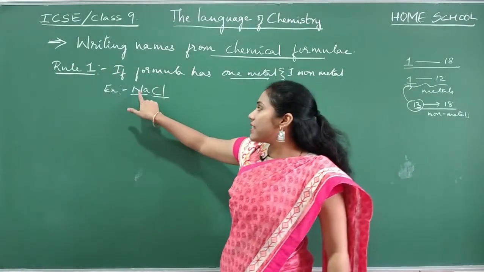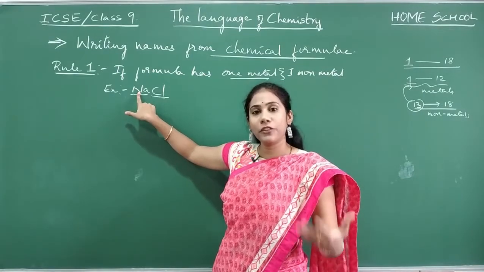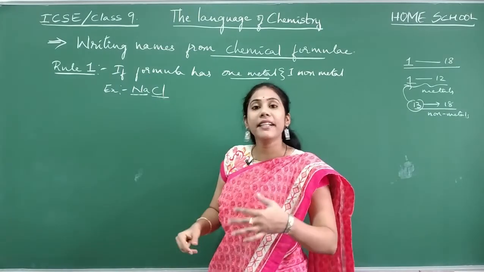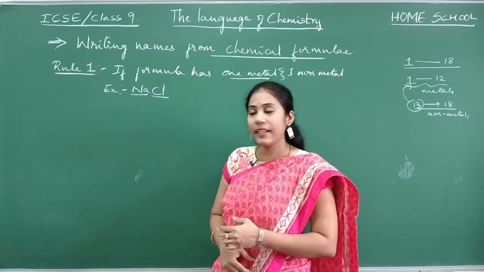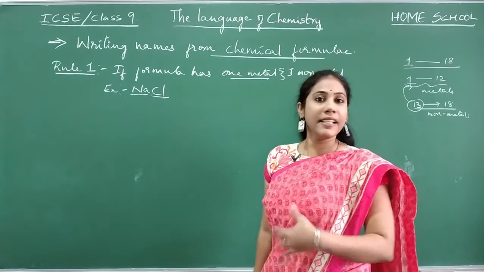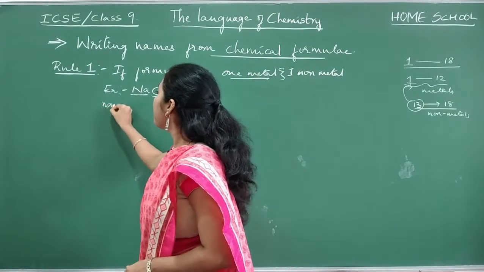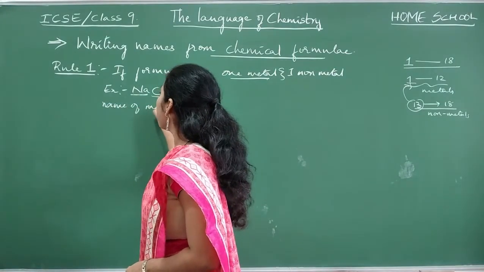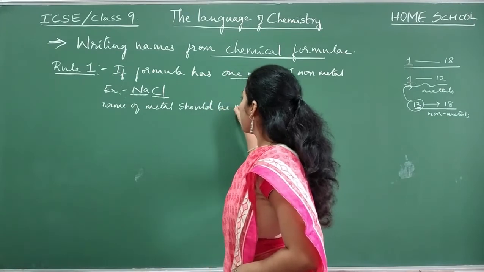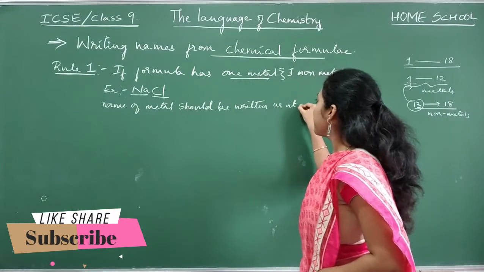The element which is written first is a positive part. Metal is always a positive part, and it is written first. Non-metal is always a negative part. It is written last. So the name of the metal should be written as it is. Okay, what you have to remember here: name of metal should be written as it is, no change.